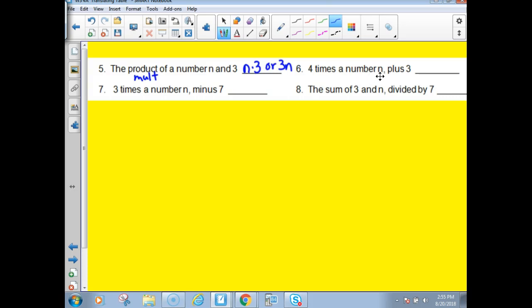Number 6, 4 times the number n plus 3. So it's pretty straightforward. It says 4 times, which is multiply, n, and then add on 3. 4n plus 3. Number 7, 3 times the number n minus 7. Well, real straightforward, 3n minus 7. Okay, now, does anybody want to tackle number 8? The sum of 3 and n divided by 7.